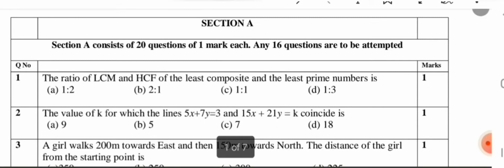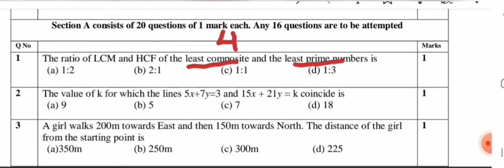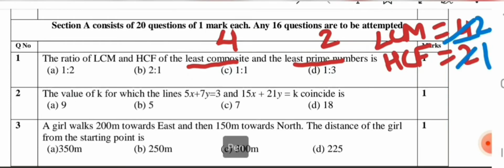So the first question is: the ratio of LCM and HCF of least composite and least prime numbers is. First of all, let us take the least composite number. As we all know, it is 4, and the least prime number is 2. So let us find the LCM and HCF of these two numbers. LCM of 4 and 2 is 4. HCF, that is the highest common factor, is 2. So if you find the ratio of LCM to HCF, it will be 2:1. So the correct answer is 2:1, option B.